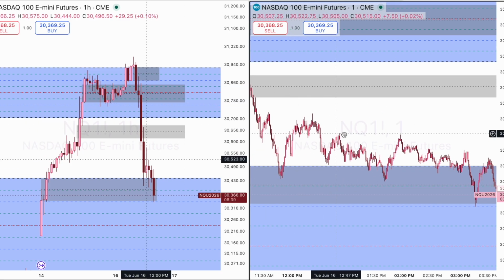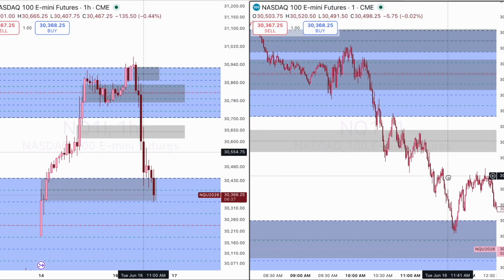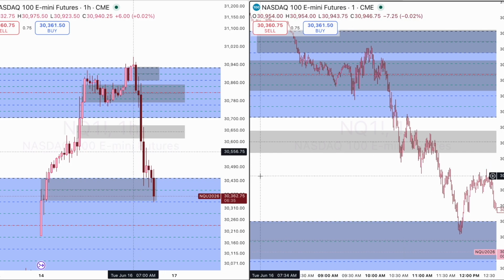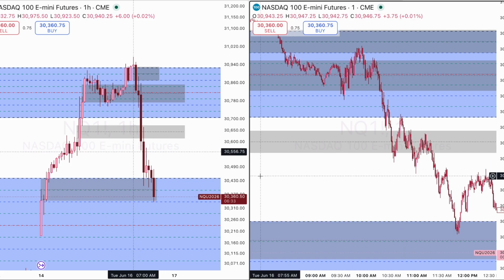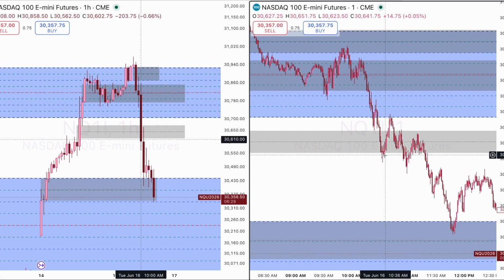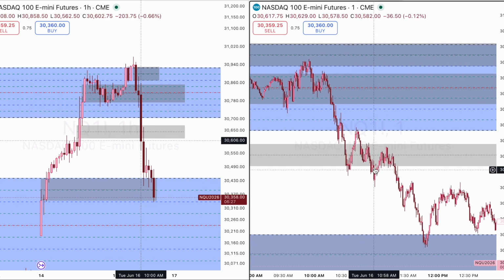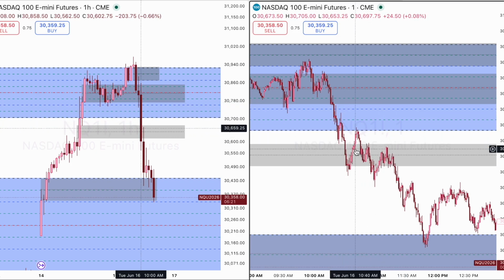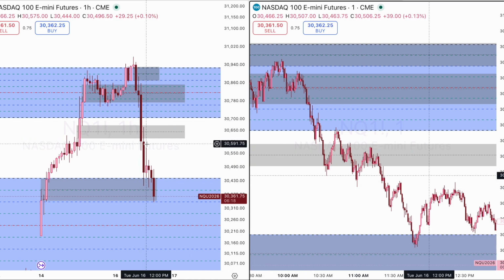What else did I want to hit on here? Oh yeah, maybe you're in a trade, you're up a few hundred handles, and you're seeing this stuff. How do you sit through this back and forth action here? It's the high time frame confluence. It's the high time frame order flow.